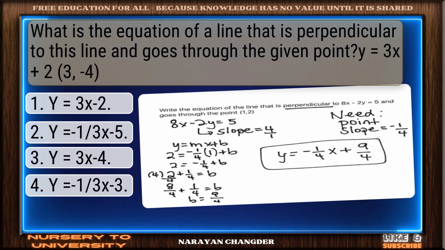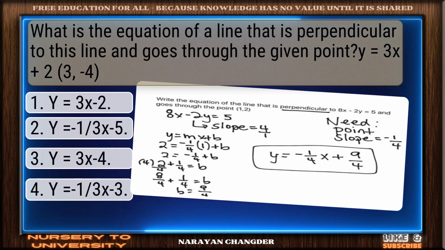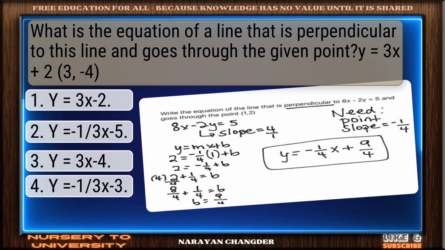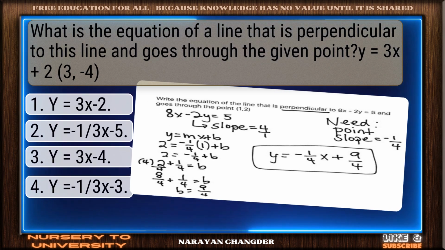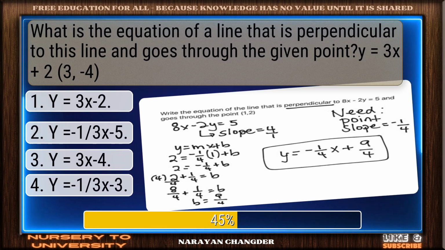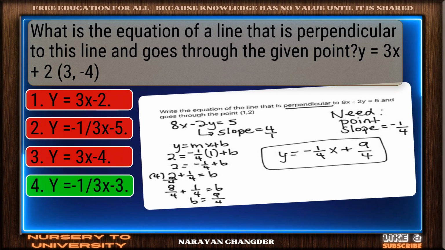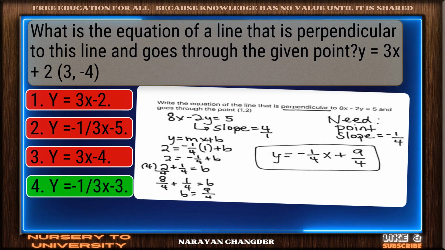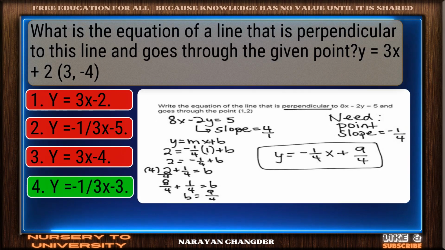Question number 18. What is the equation of a line that is perpendicular to this line and goes through the given point? y equal to 3x plus 2. Right choice. y equal to -1/3x is the best answer.